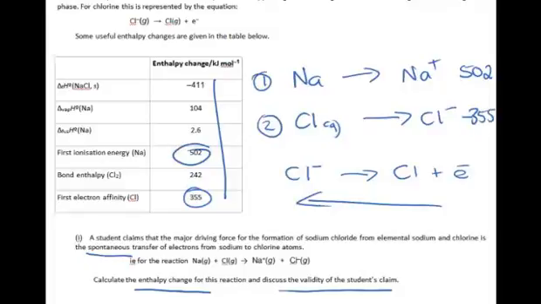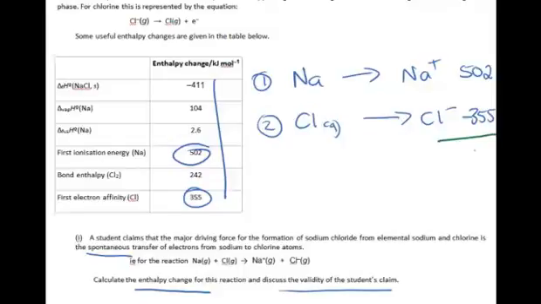Okay, so if we add those two together, we're going to get 502 and negative 355. That's going to be 147 kilojoules per mole. And that's positive. So if it's positive, that tells us that's endothermic. Now, we wouldn't expect it to be spontaneous in that case, so we should make a comment to that effect. Now, if this had been negative and exothermic, then we'd expect it to be a spontaneous reaction. Okay, so that's the first question there.